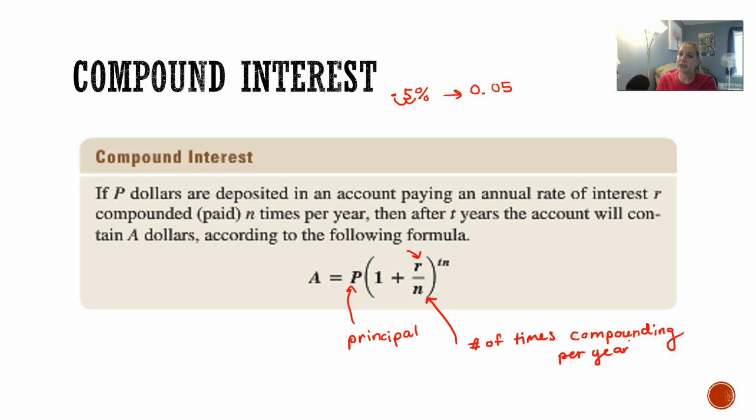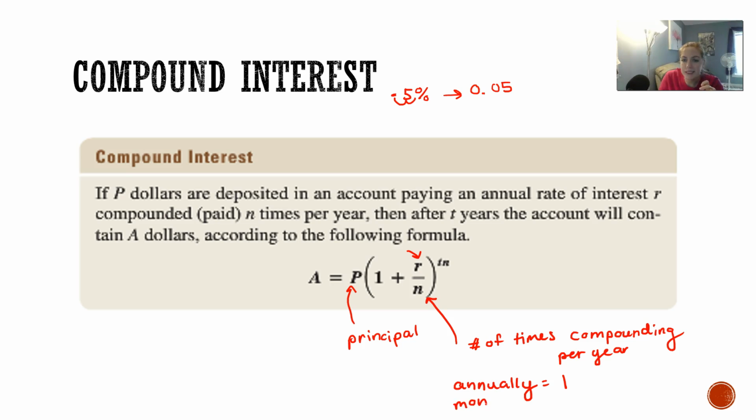And your problem is going to tell you how many times you're compounding per year using a word. It's going to say, I'm compounding annually, or I'm compounding monthly, or I'm compounding daily. What that tells us is how many times a year we're compounding. So if it says annually, that is just once a year. You only have birthdays once a year, right? You have them annually.